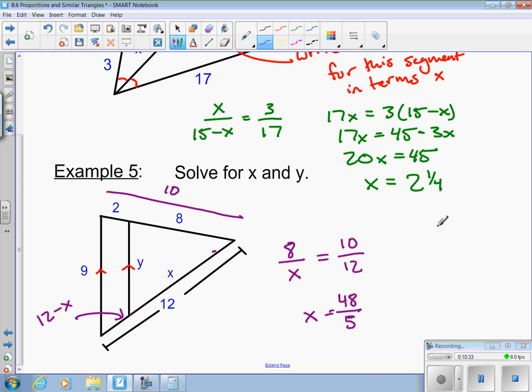To solve for y, I would say 8 corresponds with the side length 10 on the big triangle. And y would correspond to 9. And I set this up a little bit different than this one. Remember, one of our properties says that we can flip these two numbers around, if you were a little confused before. But setting it up like this, you're going to get the same answer. So we got 4 fifths. So 4 times 9 is 36 fifths.